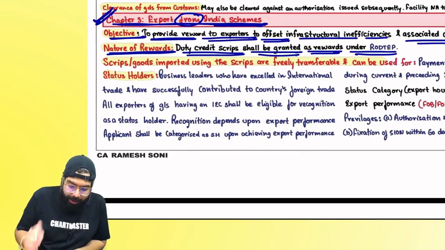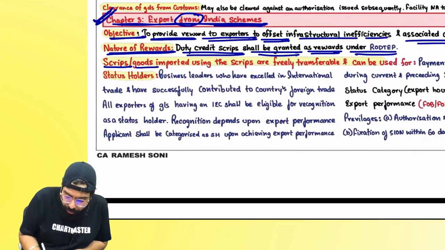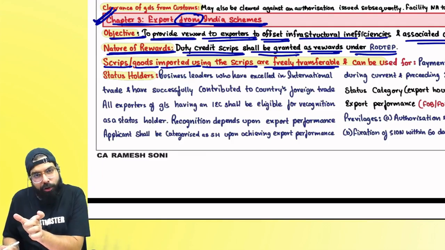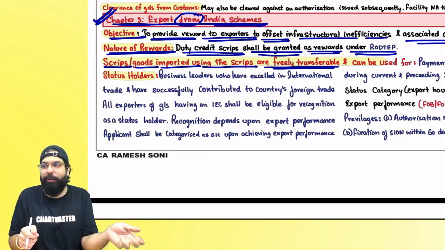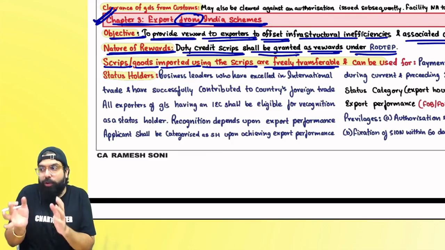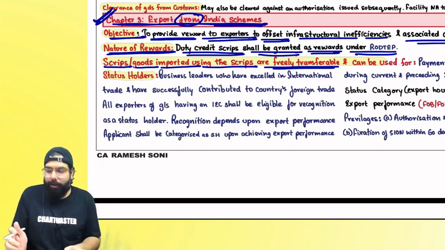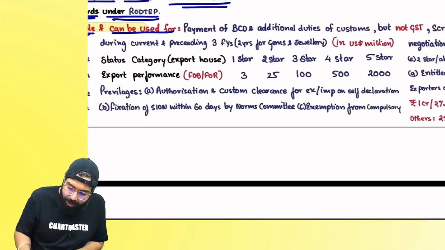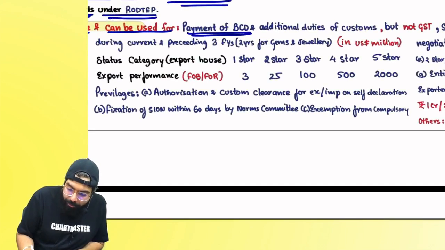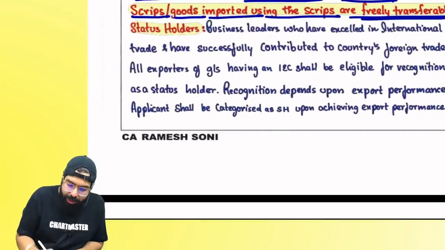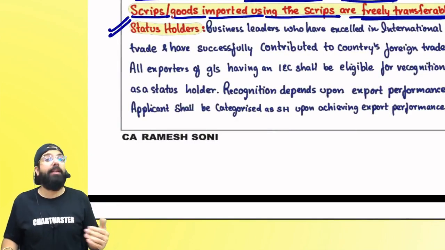Are we clear, everyone? Now, they are telling scrips or goods imported using the scrips are freely transferable. Either the scrips which are issued to you, sir, I got a scrip, chocolate, you can give it to your friend also. Or you can import the goods using those scrips, pay the basic custom duty using the scrip, and those goods also you can transfer to your friend. What can you use the scrip for? Payment of basic custom duty, additional duties of custom, but not GST. Scrips are valid for how many months? 24 months.